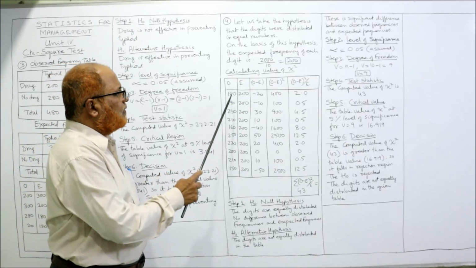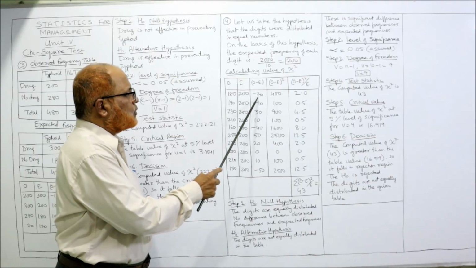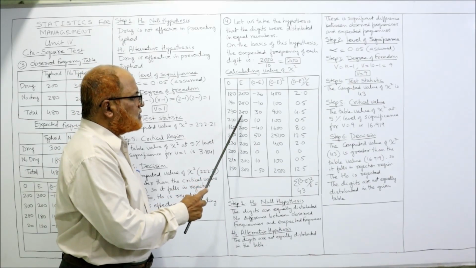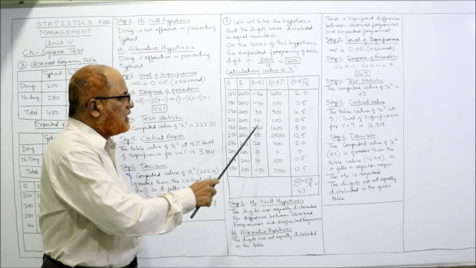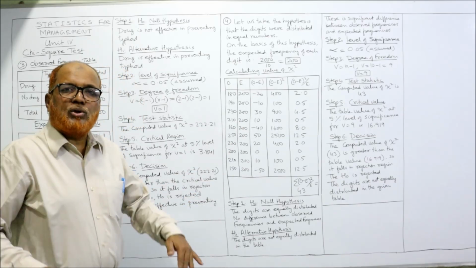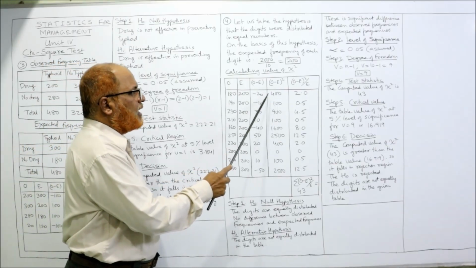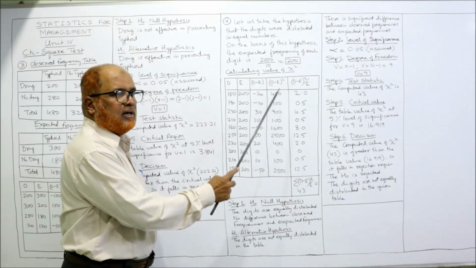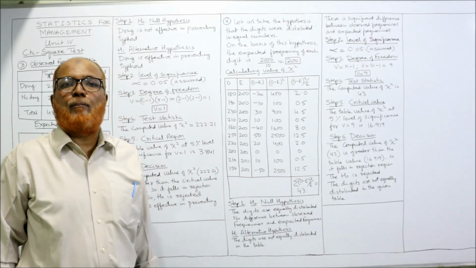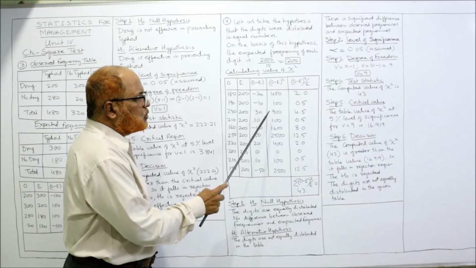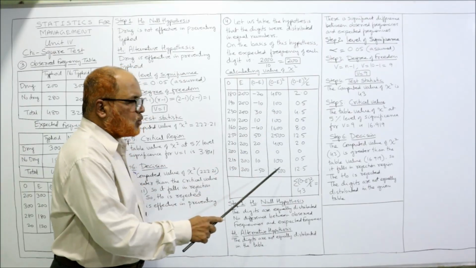O minus E: 180 minus 200 is minus 20, 190 minus 200 is minus 10, 230 minus 200 is 30. So I have taken O minus E. Now square it, O minus E whole square: 20 into 20, 400. Minus into minus will become plus. So 10 into 10, 100. 30 into 30, 900. Like this, square.